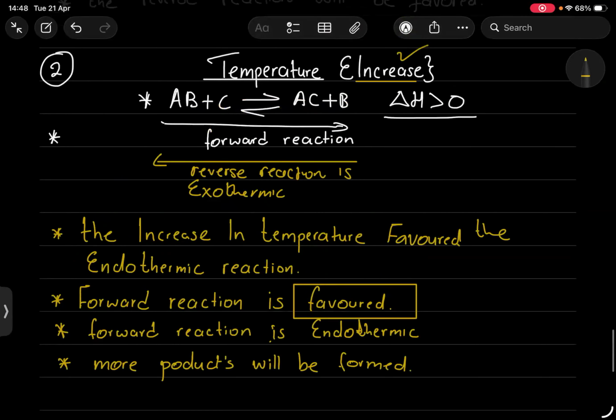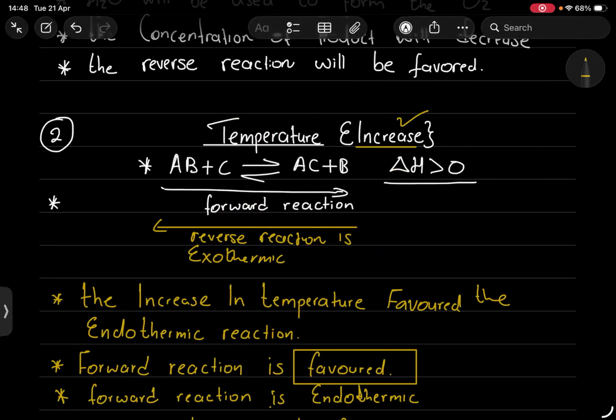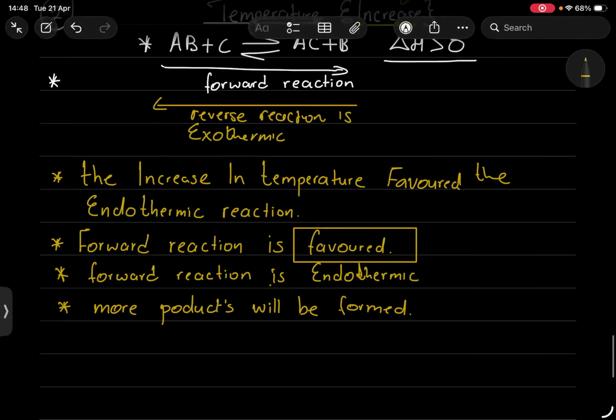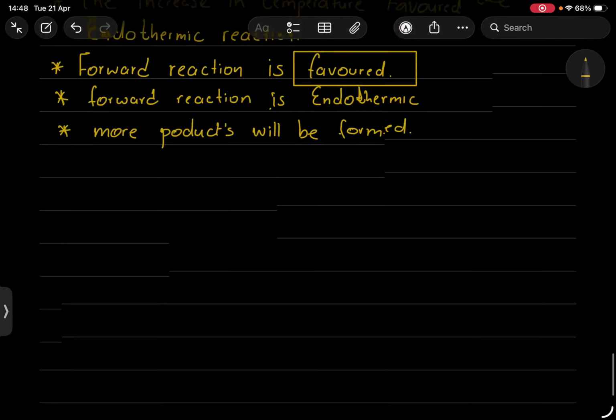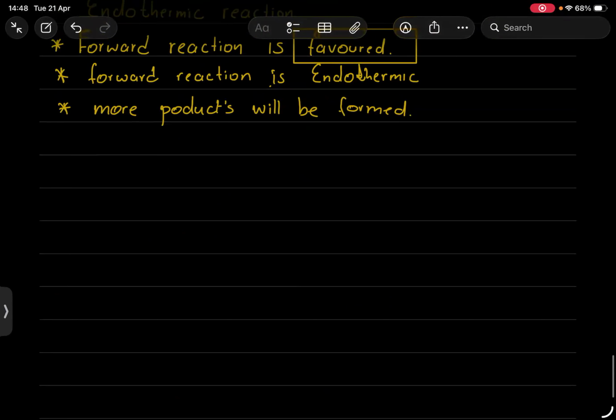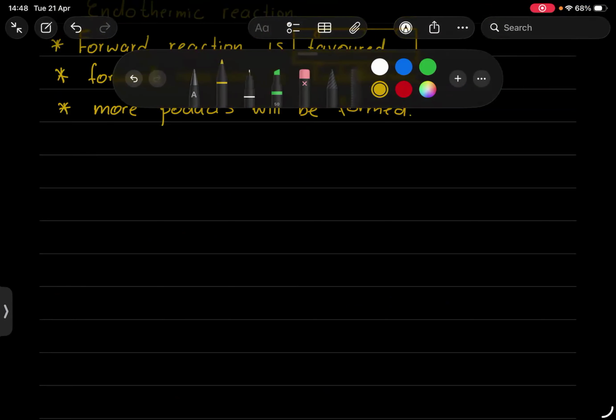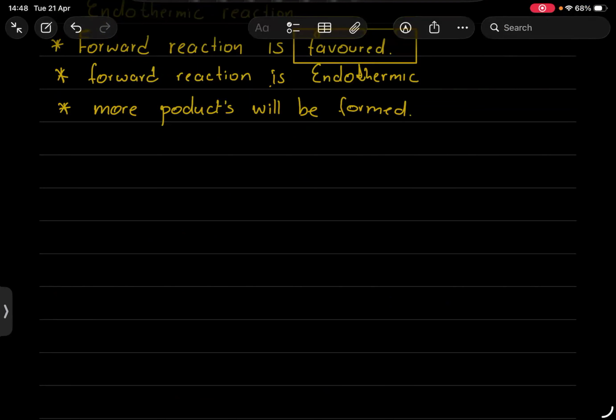So check this out, guys. What if I now decrease the temperature? What's going to happen if I decrease the temperature? What if now I decide to decrease the temperature?